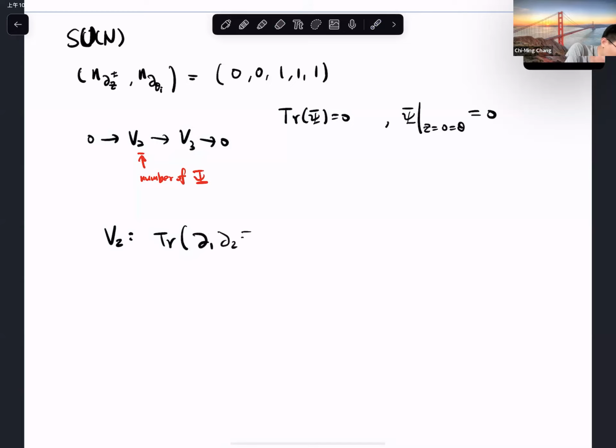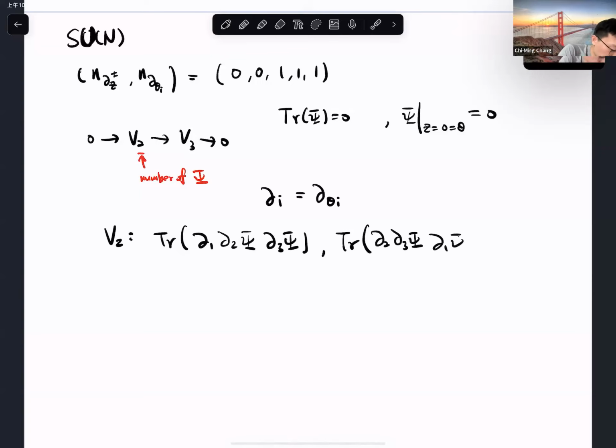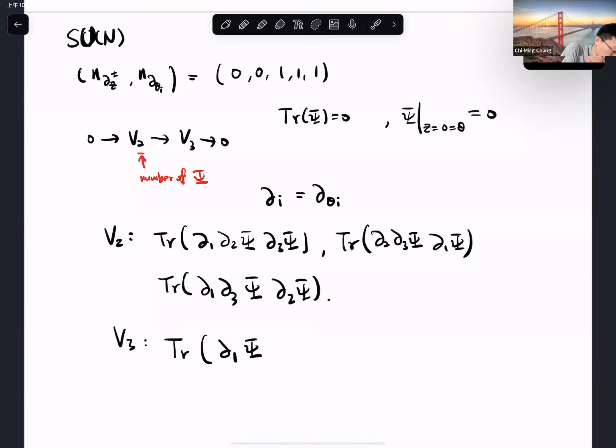Partial 1, partial 2 psi. Let me write this partial I, just partial theta I, and partial 3 psi. So this is one basis vector, and there's another one, partial 2, partial 3 psi, partial 1 psi, and also trace partial 1, partial 2 psi, partial 3 psi. Okay. Hey, wait, sorry, I wrote it wrong. 32. Okay. And for V3, I can also choose a basis. That is partial 1 psi, partial 2 psi, partial 3 psi.